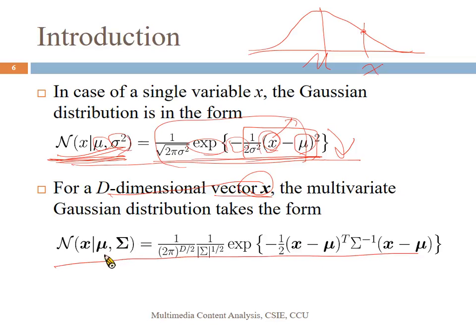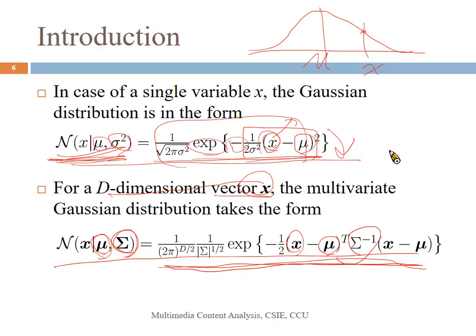We also specify this Gaussian distribution by mu and sigma. But here, mu is a vector. Sigma is actually a matrix, the covariance matrix. So this is the formulation of the d-dimensional Gaussian distribution. We also calculate the difference between the data point and mu, but right now we have the vector form, and this is the covariance matrix, not only a single covariance value.